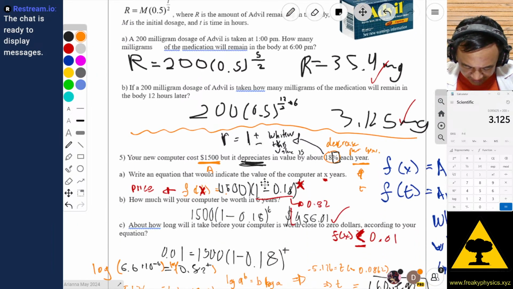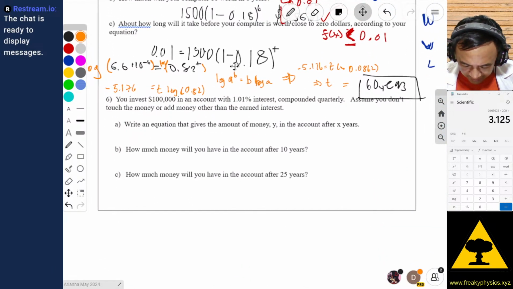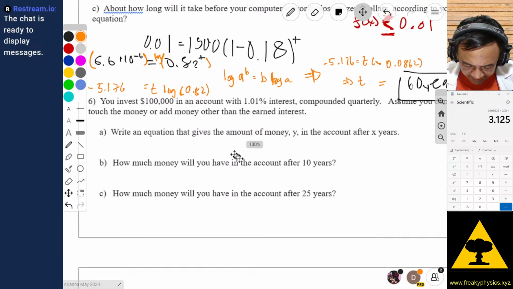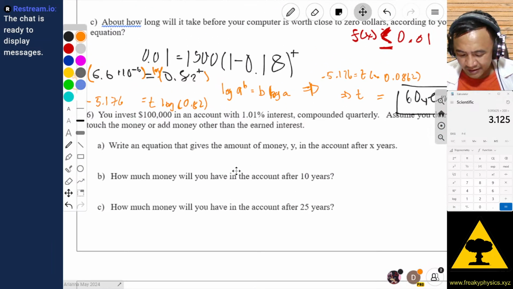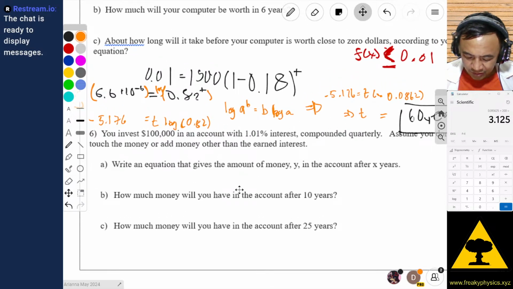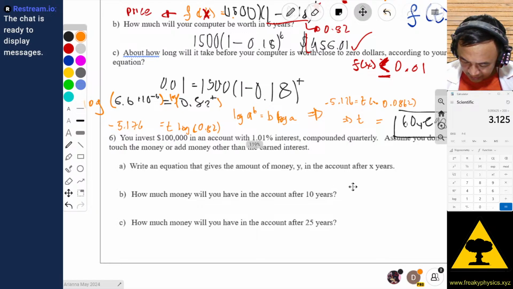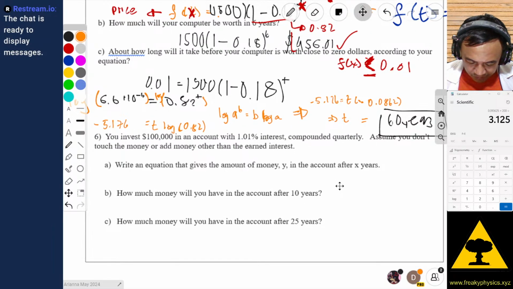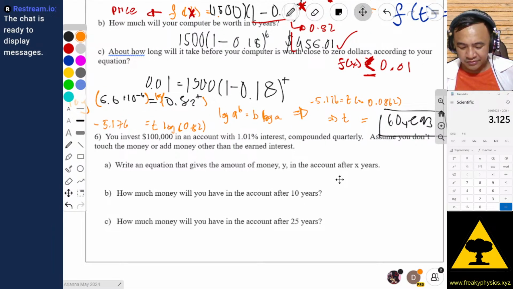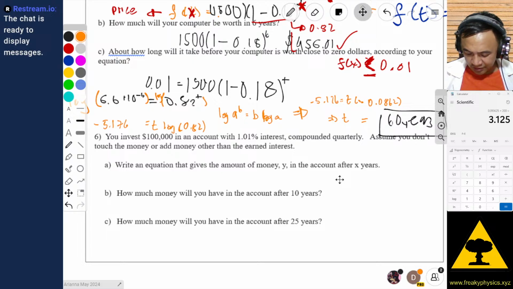We have number 6. You invest $10,000 in an account with that much interest, compounded quarterly. So assume you don't touch the money or add money other than the interest earned. Write an equation to use the amount of money Y in the account after X years.